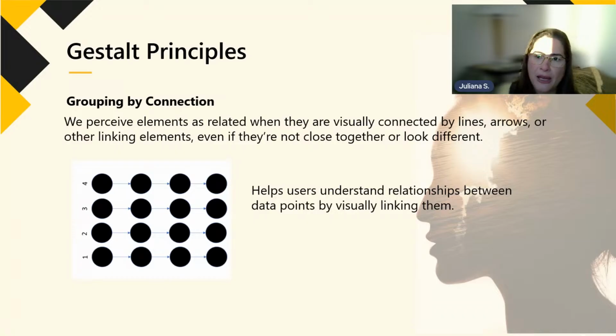And then we have grouping by connection. We perceive elements as related when they are visually connected by lines, arrows, or other linking elements, even if they're not close together or if they actually look different. These help users understand relationships between data points by visually linking them.